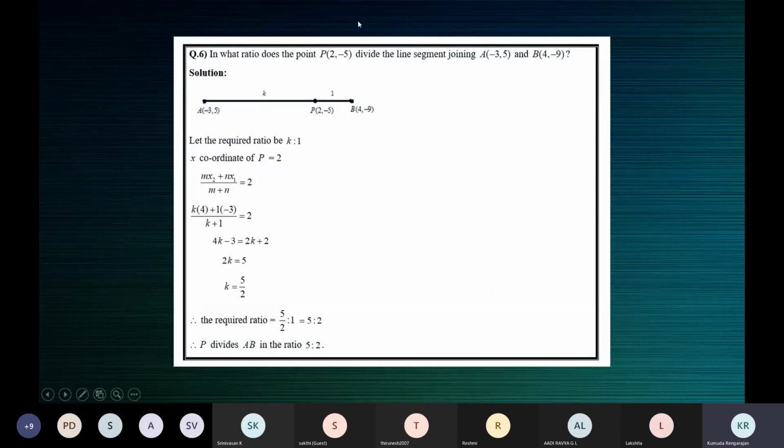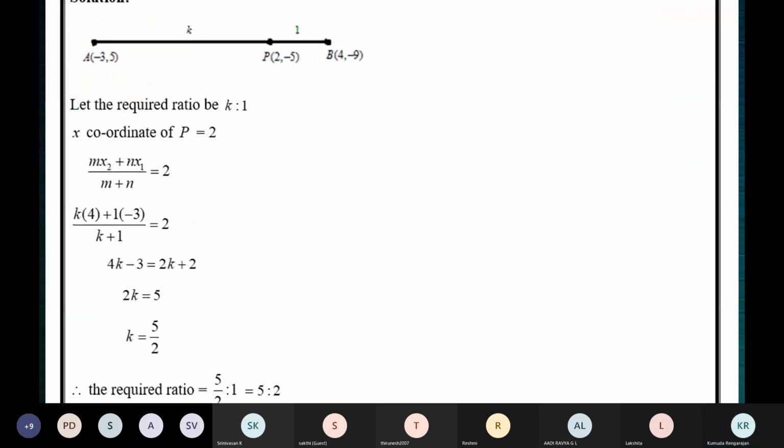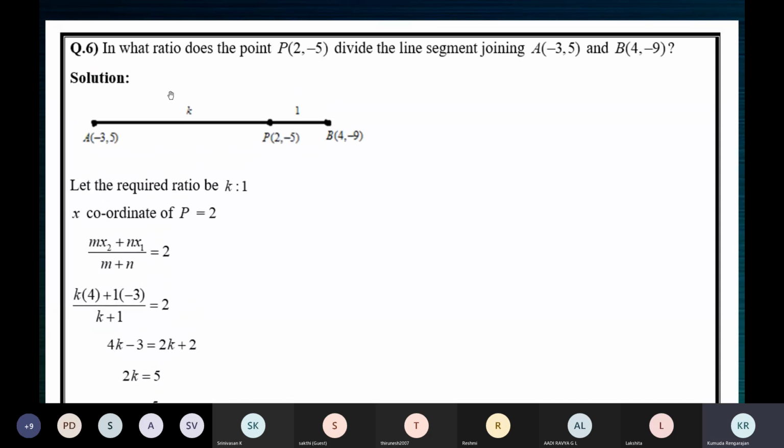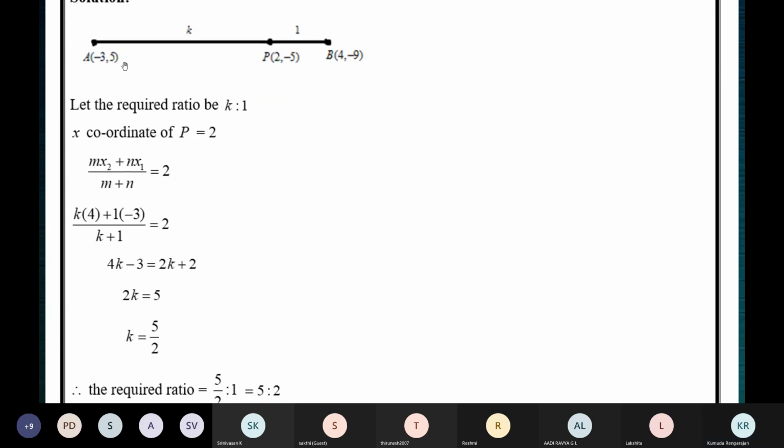So incorporate the information given in our line segment. P(2, -5), A(-3, 5), B(4, -9). All right. So the ratio is what we have to find. Let the ratio be k is to 1. I'll tell you why k is to 1.